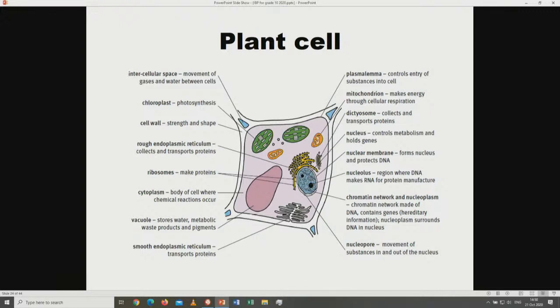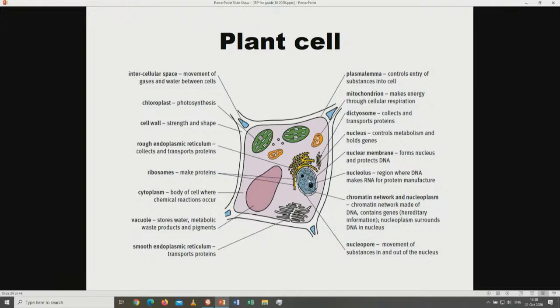We have the smooth endoplasmic reticulum, which is very important in the transportation of proteins. And we have the rough endoplasmic reticulum, which collects and transports proteins. The difference between the smooth endoplasmic reticulum and the rough endoplasmic reticulum is that with the rough ones, you can see we have ribosomes attached to the endoplasmic reticulum.